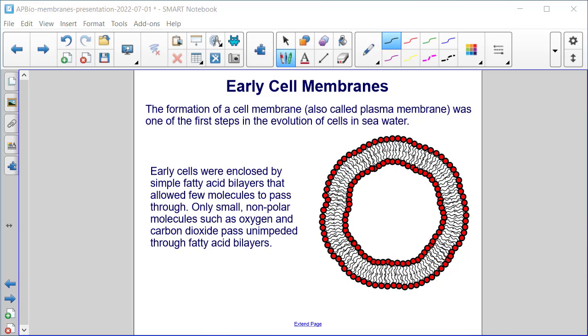Early cell membranes. The formation of a cell membrane, also called plasma membrane, was one of the first steps in the evolution of cells in seawater. Early cells were enclosed by simple fatty acid bilayers that allowed few molecules to pass through. Only small, nonpolar molecules such as oxygen and carbon dioxide pass unimpeded through fatty acid bilayers.